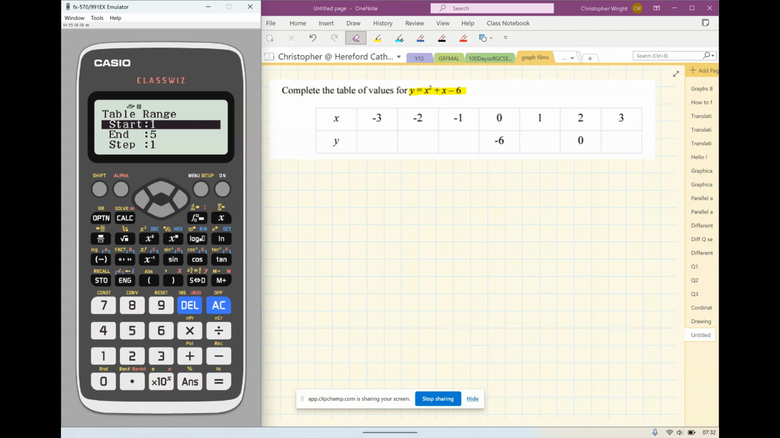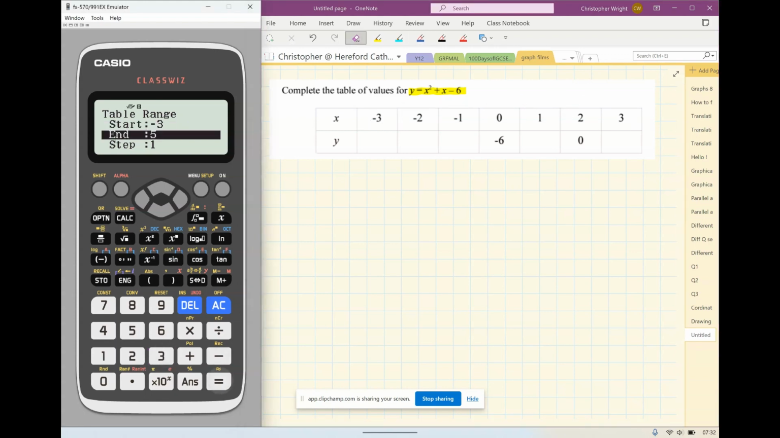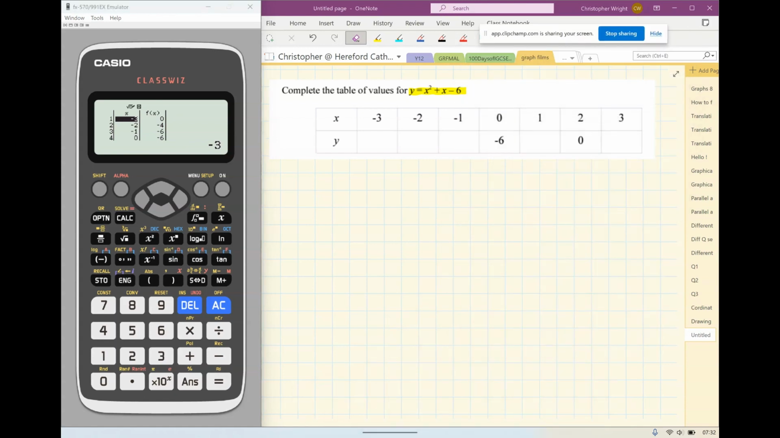Now my table here goes from x is minus 3 all the way to x is 3, and it goes in steps of 1. So that's going to help me answer what the calculator wants to know next, which is the start. For me, that's minus 3 equals. The end, for me, that's 3 equals. And the step, for me, the x value is a step in 1s. So I can leave that as it is and simply press equals. And here are my y values.